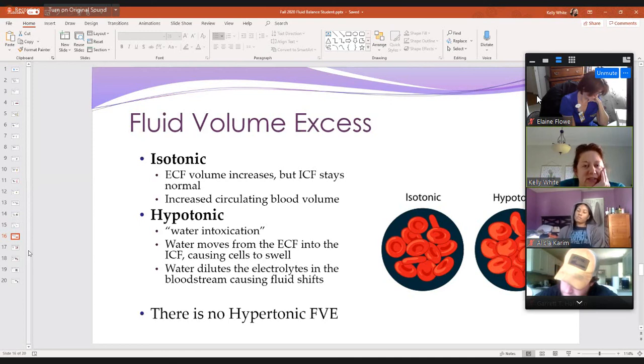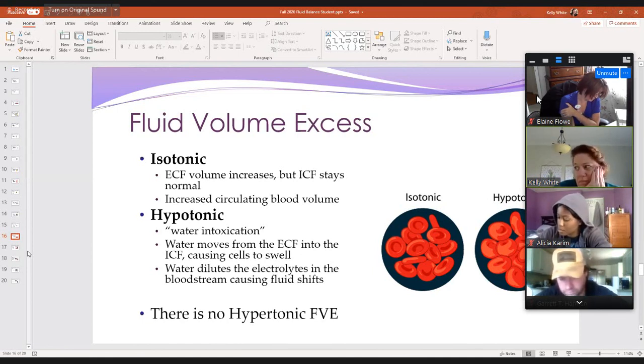All right, so we talked about dehydration and third spacing. Now we're going to talk about fluid volume excess. So we are in fluid overload. We've got too much fluid in our circulating blood volume. So the first one we're going to look at, pull my whiteboard back up here.